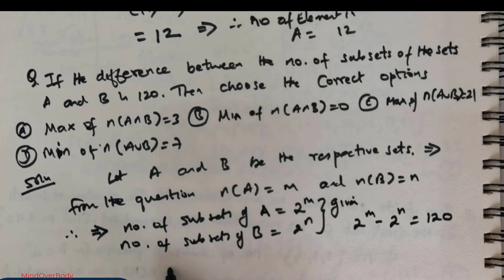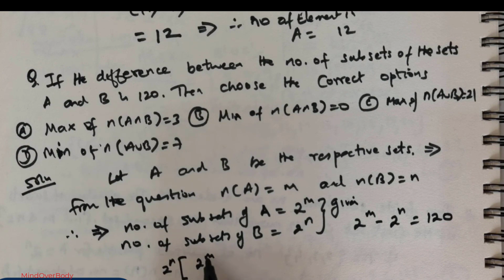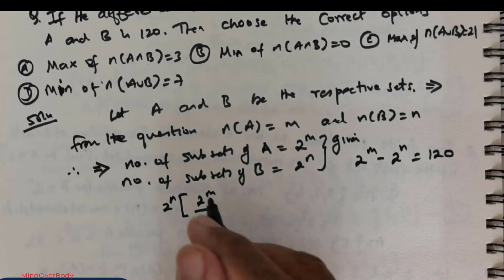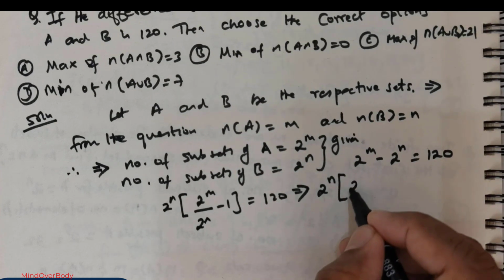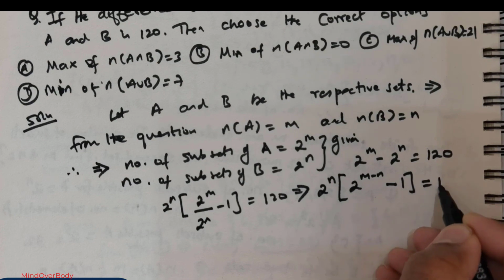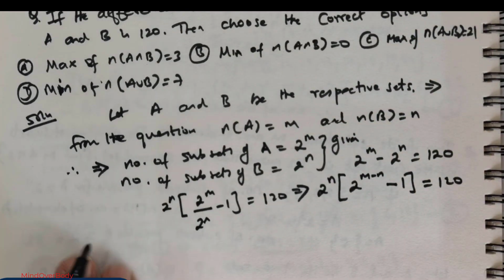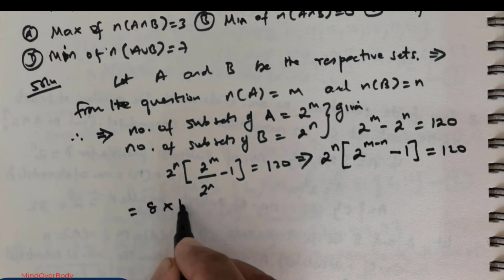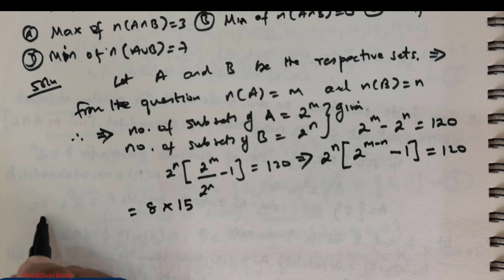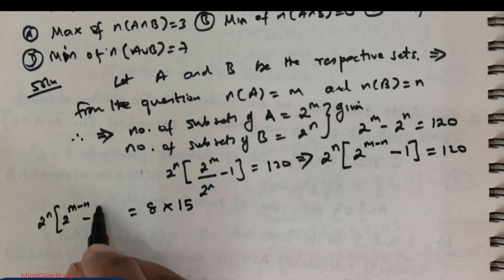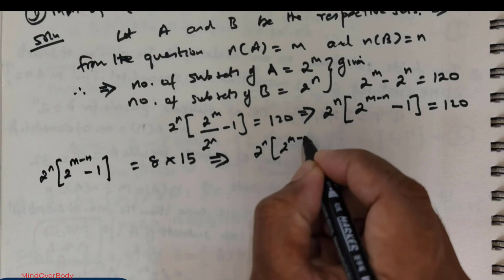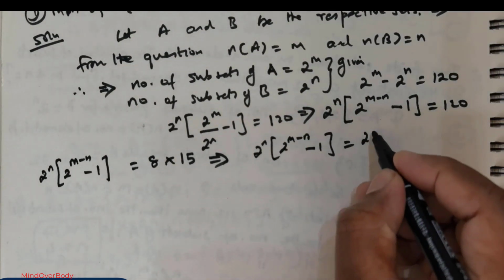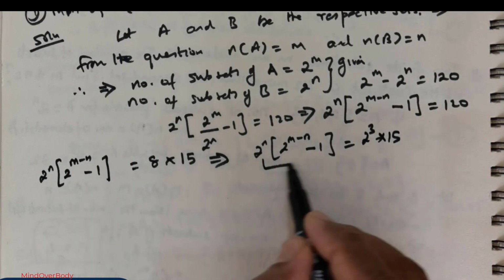Now what I wish to do from here is take 2 raised to the power of n out. So that would give me 2 raised to the power of n times (2 raised to the power of m divided by 2 raised to the power of n, negative 1) is equal to 120. Now this can be further rewritten as 2 raised to the power of n times (2 raised to the power of m minus n, negative 1) is equal to 120. Now I can write 120 as 8 multiplied with 15. 8 5s are 40, times 8 1s are 8, plus 4 gives me 120. Right? So this is 2 raised to the power of n times (2 raised to the power of m minus n, negative 1). Now 8 can be written as 2 raised to the power of 3 times 15, right? Now I can equate these two together.